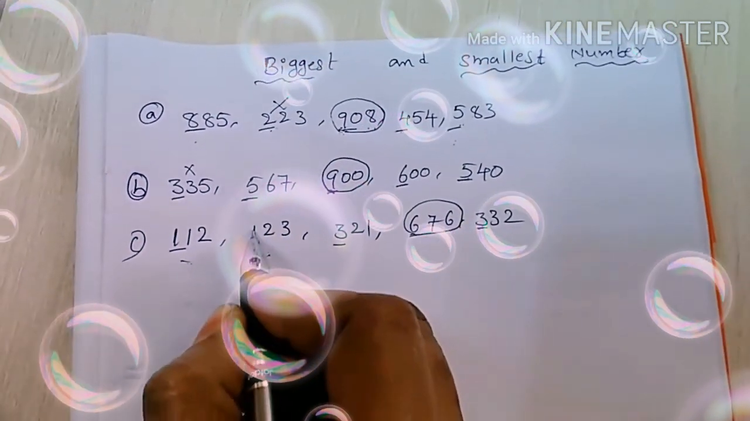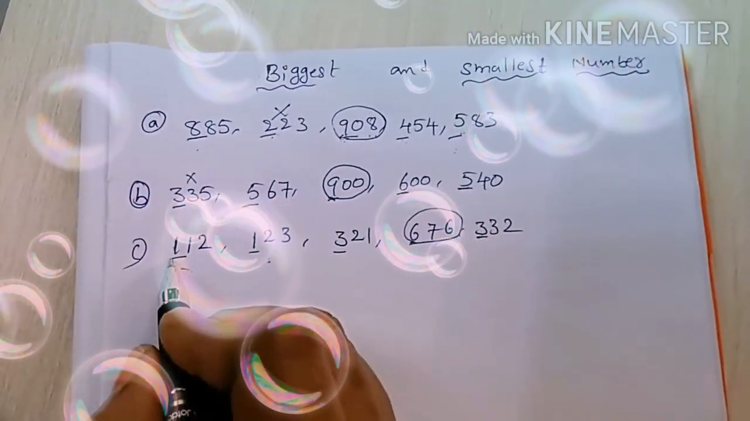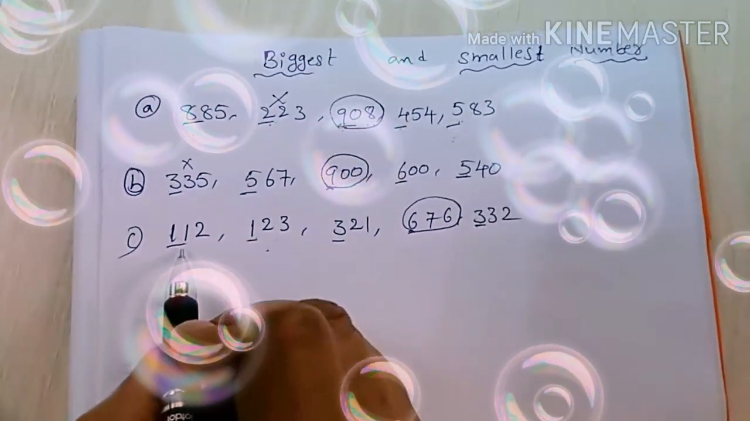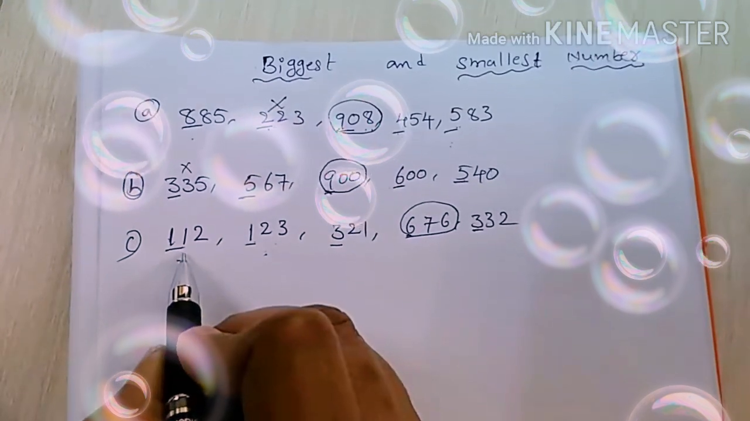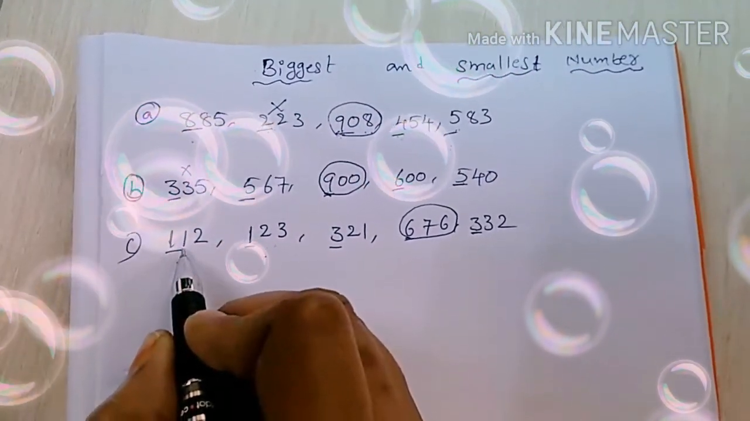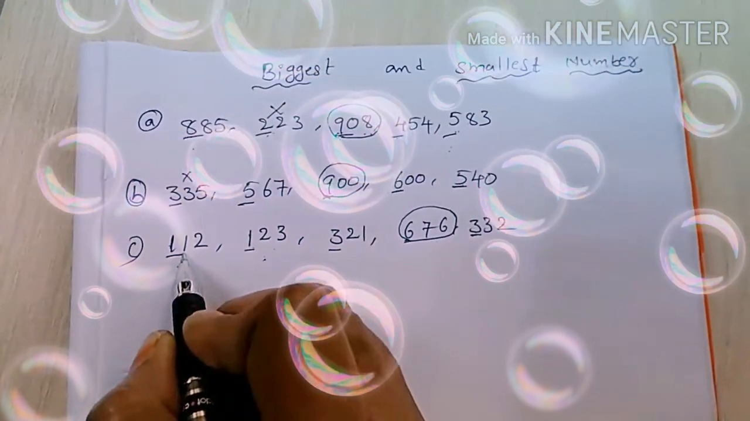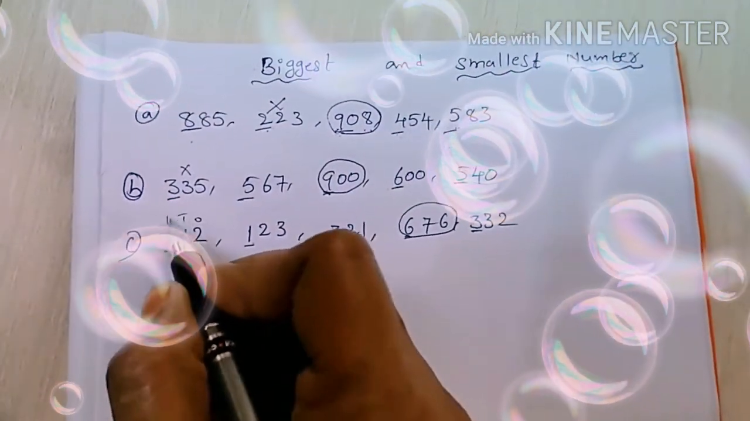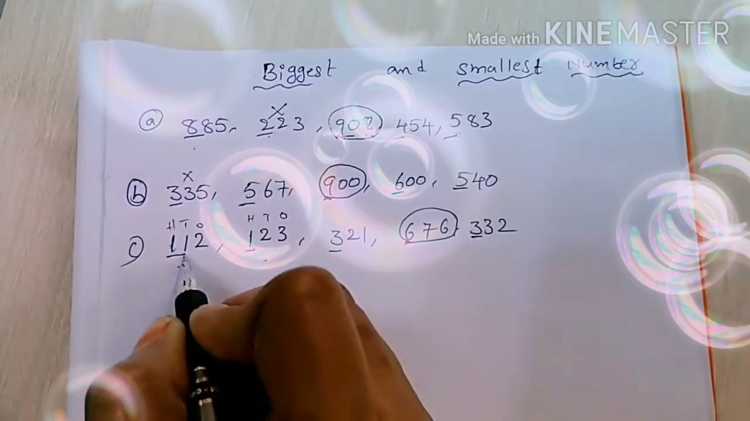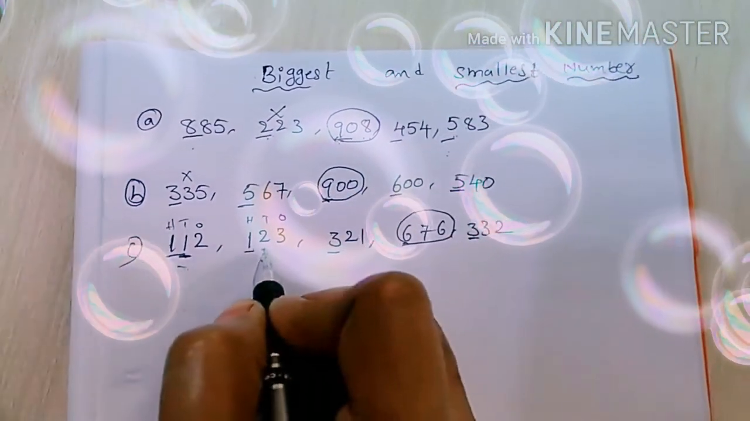So here 123, 112. The hundreds place values are the same, 100, 100. Now what to do? We have to go to the next highest place value. After hundreds, the next place value is tens. So ones, tens, hundreds. Here the hundreds place values are the same, so we go to the tens place.